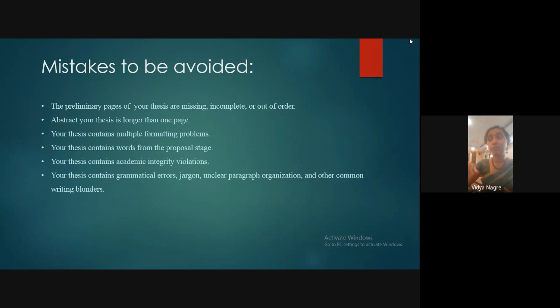When we write a proposal, we propose: I will do it, I want to do it, right? But when we write a thesis, it is a record of what you have done, so that goes into past tense. Please remember that. Do not violate academic integrity. Do not indulge in plagiarism. Follow strict norms. And your thesis should be error free. Do grammatical checkups. Get it peer reviewed. Get it reviewed by experts, including language experts. If you are writing in a certain language, take help of an expert in that language.